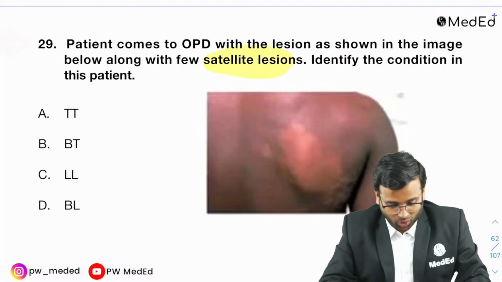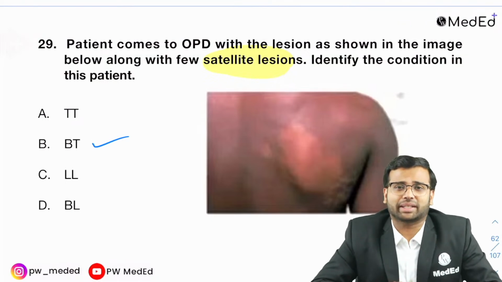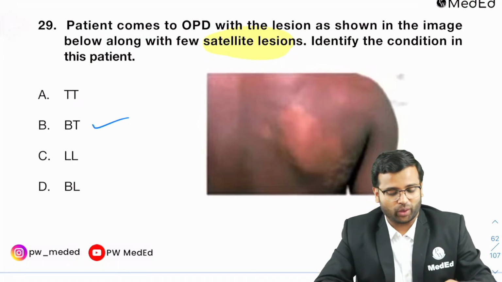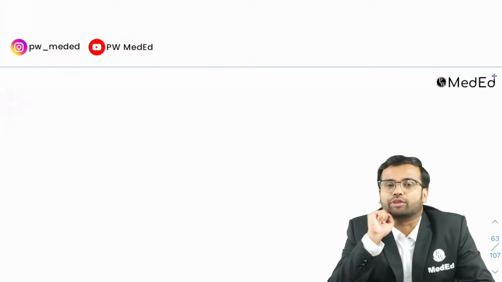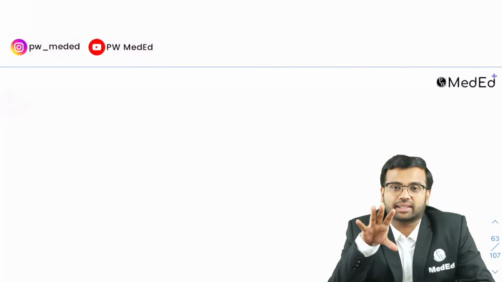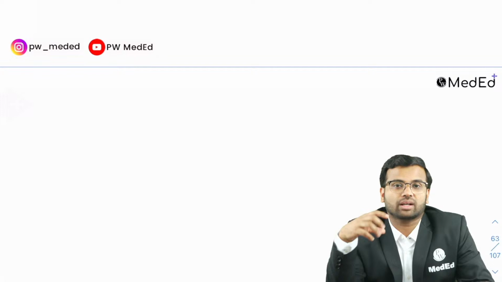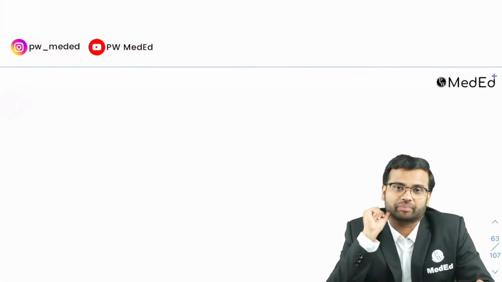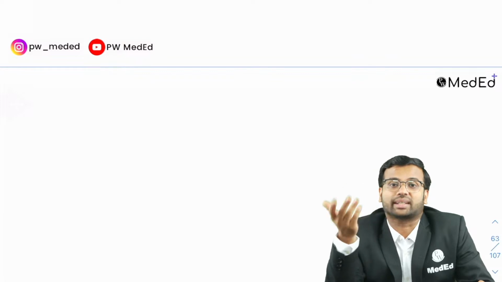MedPsycho is answering it as B. Do all of you agree that this is a BT type of leprosy? Now let us quickly see what the typical features are. Listen to this carefully. Whenever you get a question on leprosy, it is most likely that the examiner may give you some clue about the kind of lesion that is being seen. For example, in this question we got a clue that there is a satellite lesion.